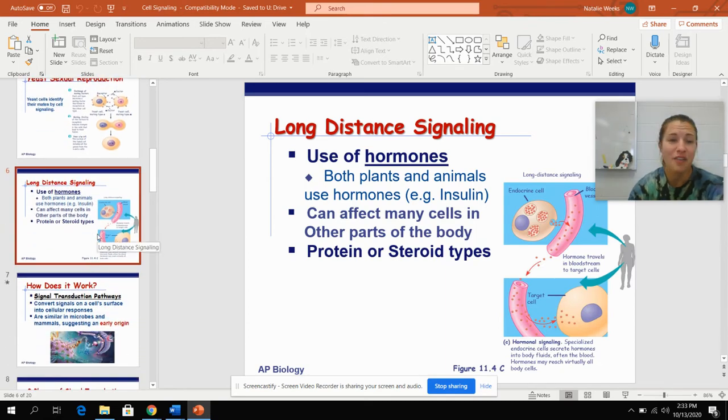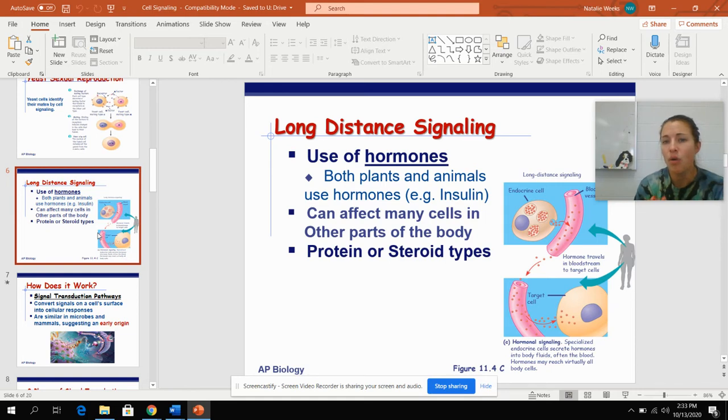So the next one we have would be long distance signaling. And this is the use of hormones. So plants and animals actually use hormones. It's weird to think of plants using hormones, but they do. They have different growth factors that are released at different times in their life or different stages in order to grow in certain ways. So growing taller, growing wider, anything like that.